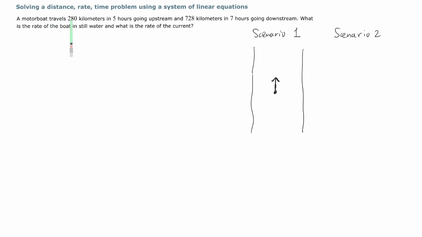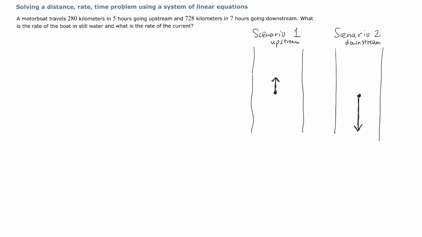A motorboat travels 280 kilometers in 5 hours going upstream and 728 kilometers in 7 hours going downstream. So scenario 2 is downstream. So this is upstream. This is downstream. If it's going downstream, and let's say this is your boat, actually a little dot, then this arrow going downstream has to be bigger. You know, how much bigger?